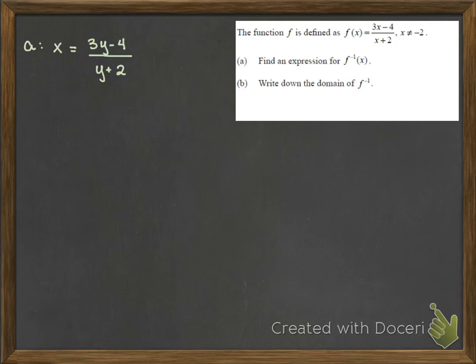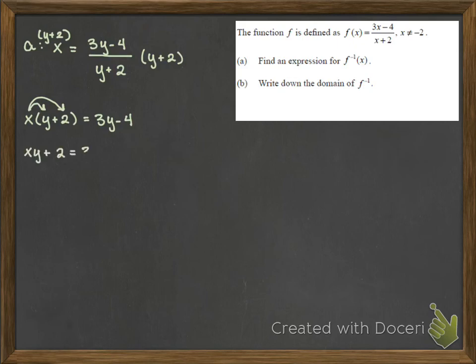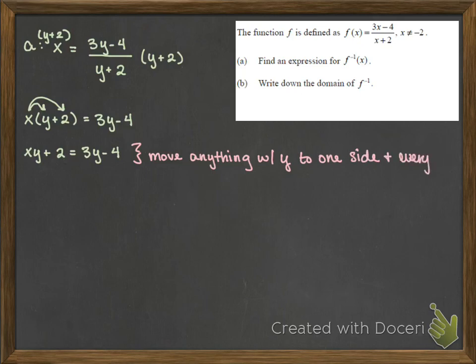So the first thing we need to do is get rid of the denominator. So we're going to multiply y plus 2 to both sides. And we have x times y plus 2 equals 3y minus 4. So distributing that x, we have xy plus 2x equals 3y minus 4.